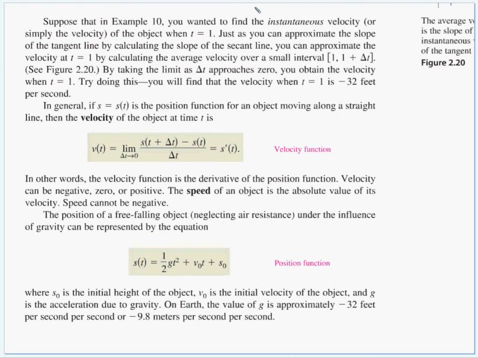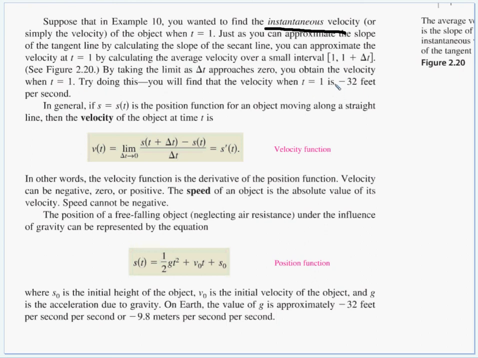Suppose in that example, we wanted to find the instantaneous velocity, or simply the velocity at exactly the first second. Just as you can approximate the slope of a tangent line by calculating the slope of a secant line, we can approximate the velocity at that first second by calculating the average velocity over a very small interval, 1 to 1 plus delta t. By taking the limit as delta t approaches 0, we obtain the velocity at that moment, time equals 1. Try doing this, and you'll find that the velocity when t equals 1 is exactly negative 32 feet per second.